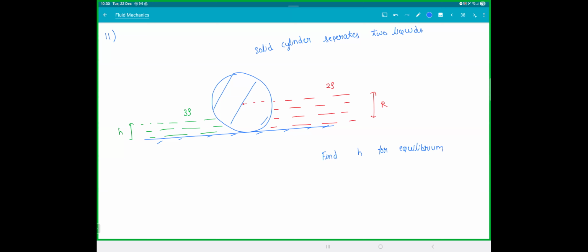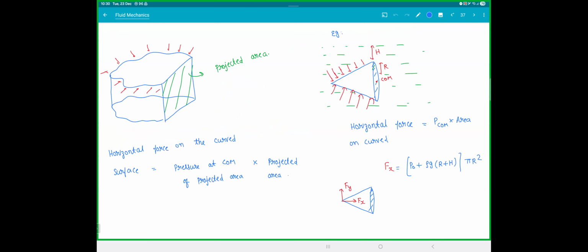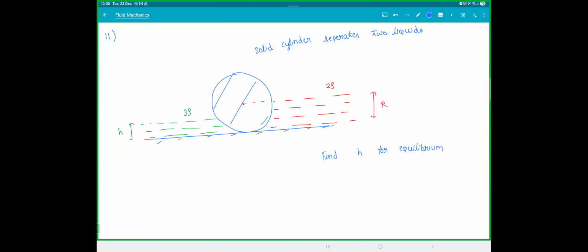Hope the question was clear. Now, this concept I want you to use: the force from the 3ρ part and the force from the 2ρ part must be equal horizontally. That's the reason the cylinder is not moving left and right. More about projection, we will talk in more detail in the next class. But for now, just take it this much.